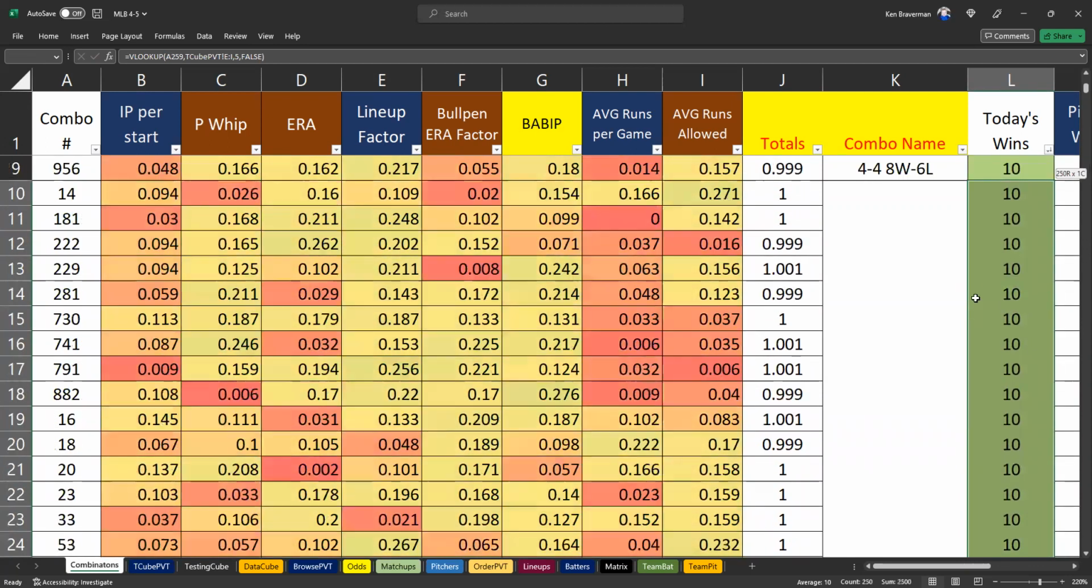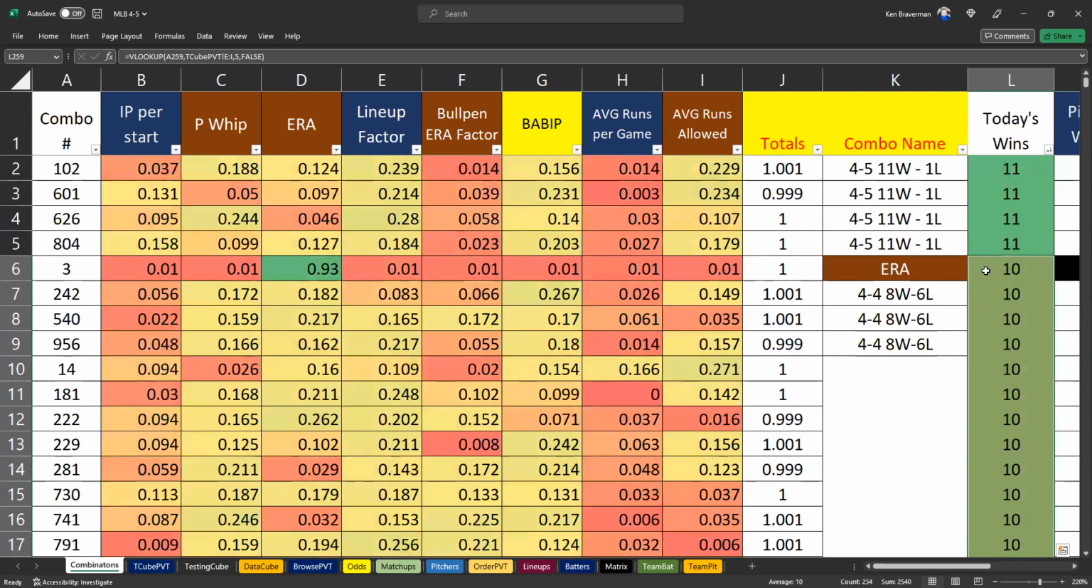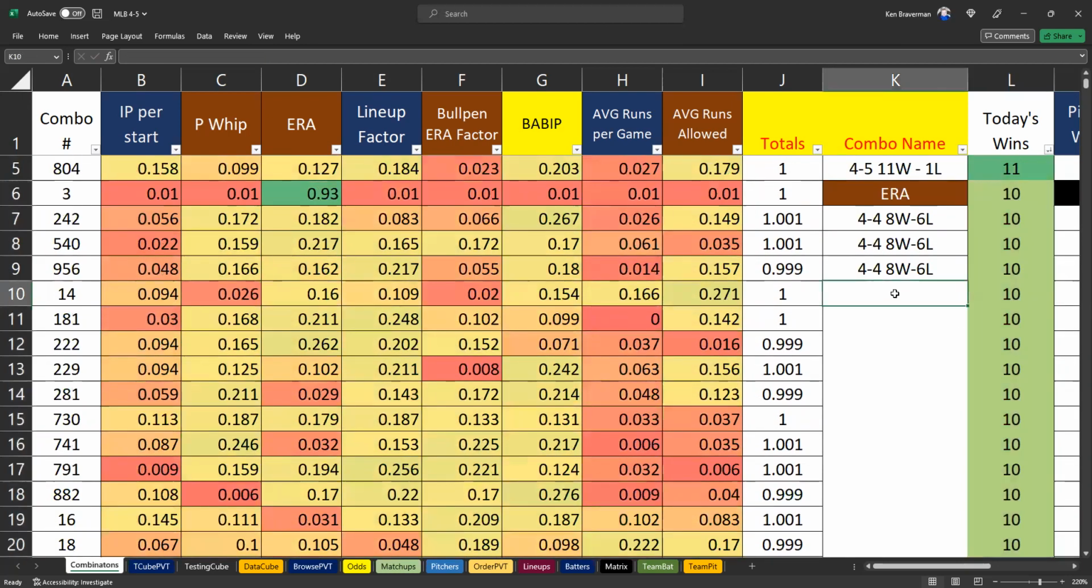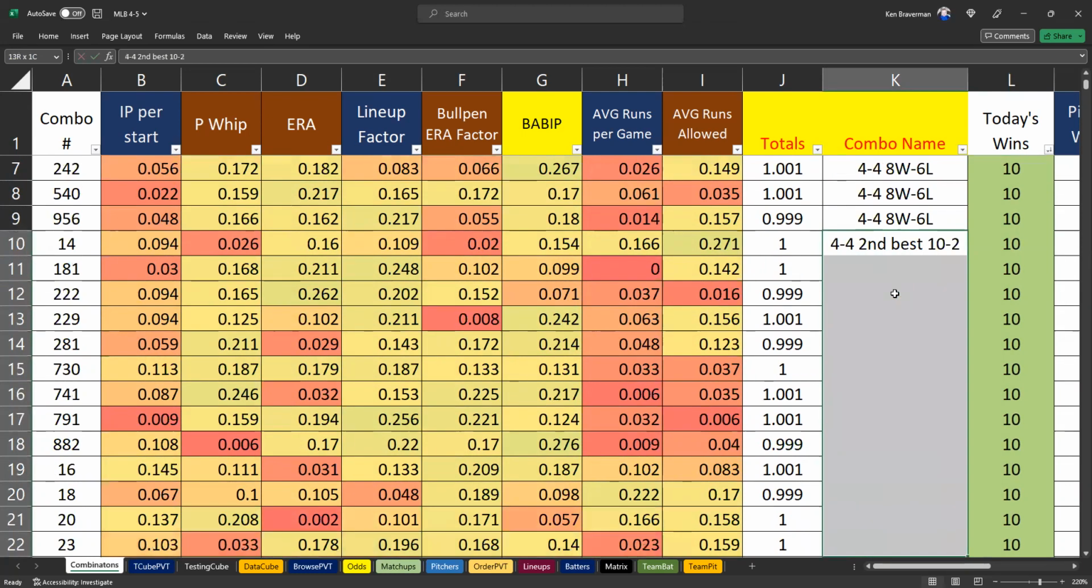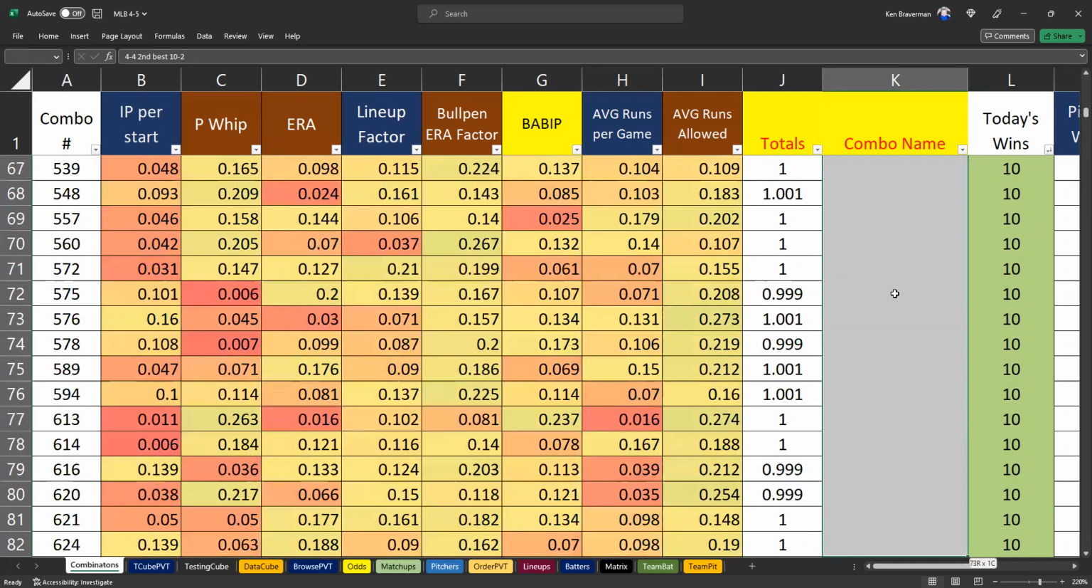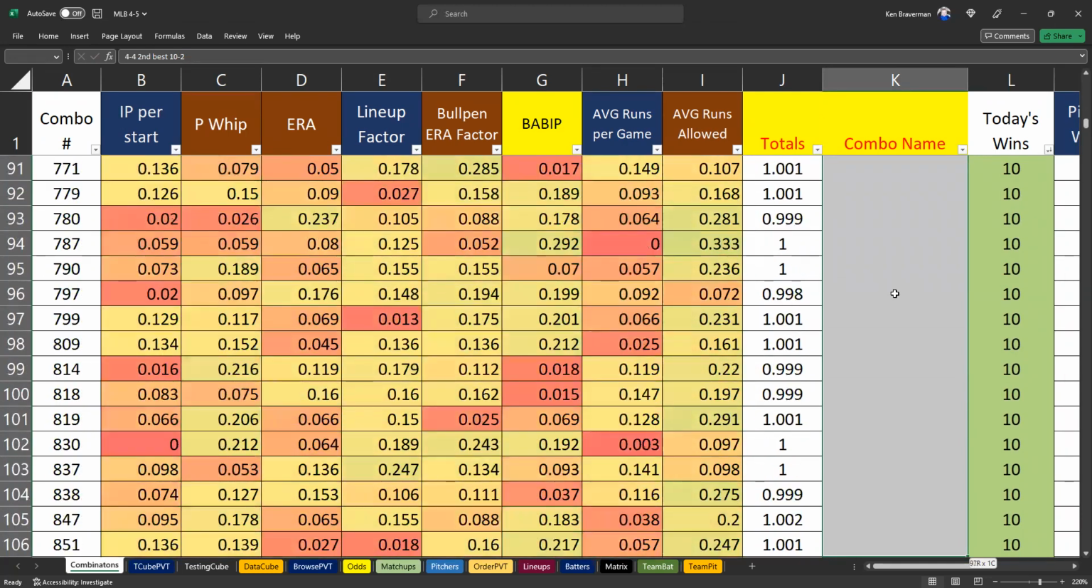So of all these combinations, there's some value in all of these. It looks like there's 254 of them. I mean, that's a ton. So we could call these second best, 10-2. That's really what all of these were. Every single one of the ones that had 10 wins. We could label that. And that's where I would stop labeling for the day.